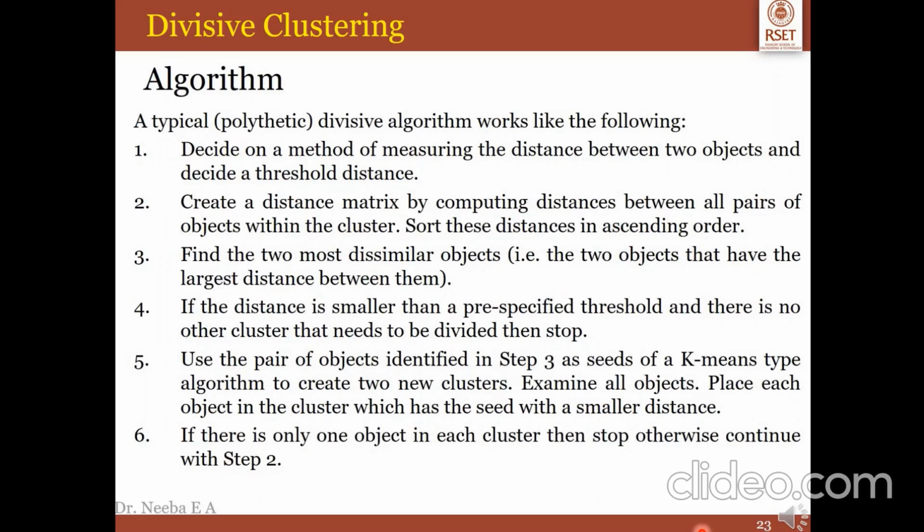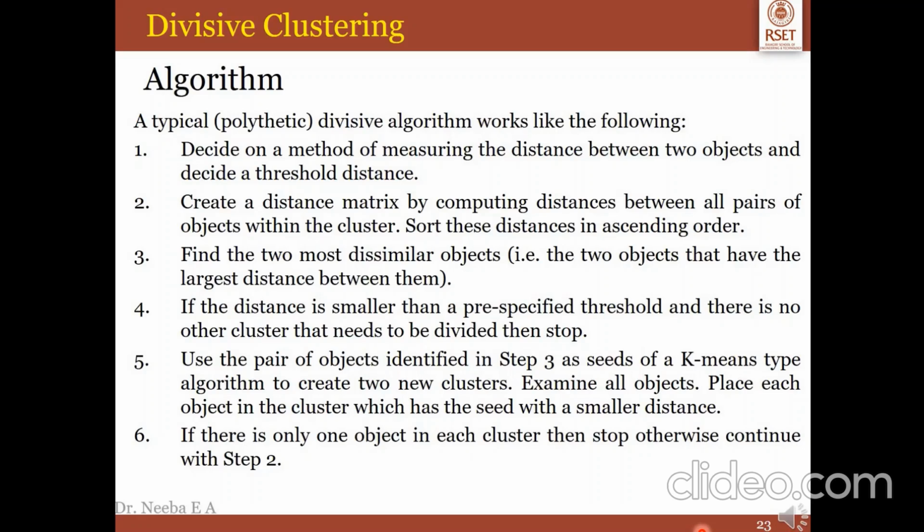A typical polythetic divisive method works in the given 6 steps. Decide a method of measuring the distance between two objects. Also decide a threshold distance. Create a distance matrix, which we have already seen in the agglomerative method. Now we have to find the largest distance. In agglomerative, we were taking the smallest distance. Here we are taking the largest distance, since they are the most dissimilar objects.